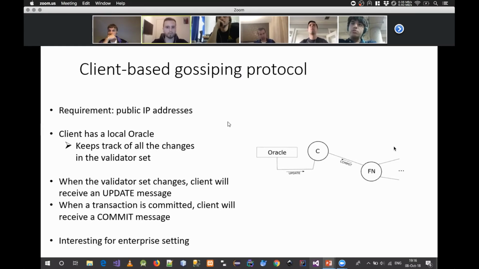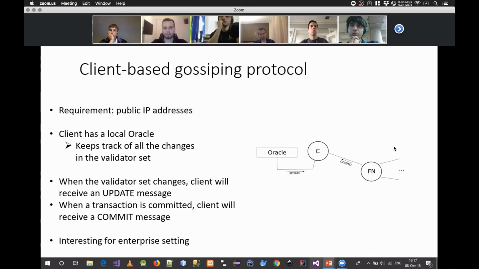For that to be possible, the client will have a local oracle, or a module that is able to keep track of all the changes in the validator set. And whenever a change in the validator set occurs, a client will receive an update message which contains information about IP addresses of everyone in the new validator set. Upon receiving the update message, the client will resend only uncommitted transactions to everyone who is in the new validator set but is not in the old validator set. This will guarantee the satisfying of conditions C1 and C2, since we guarantee that each uncommitted transaction will be sent to everyone in the validator set.